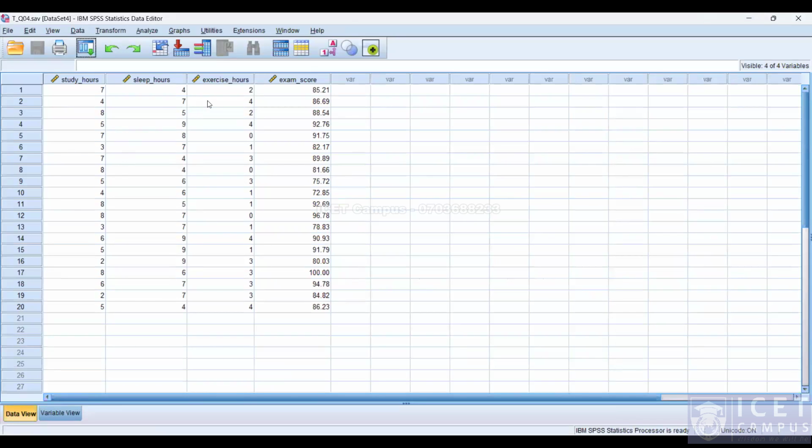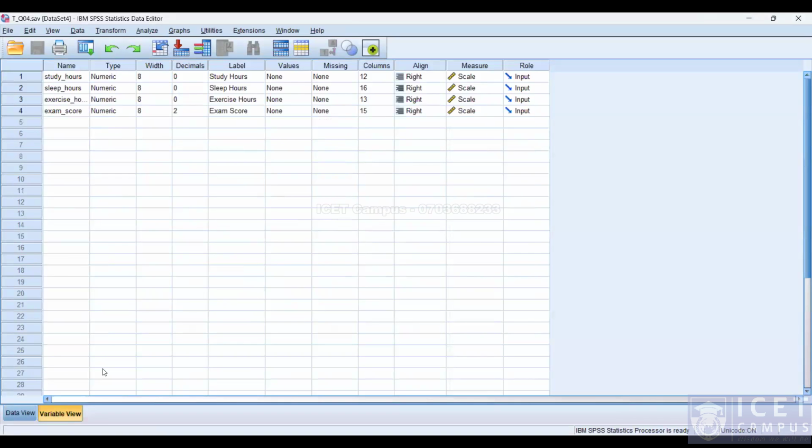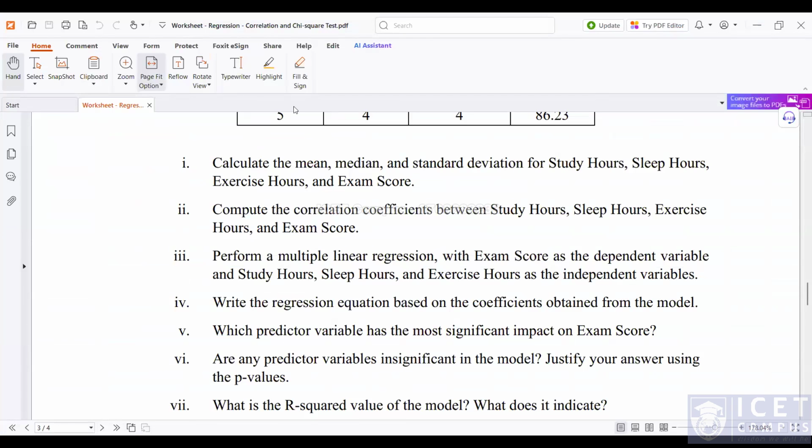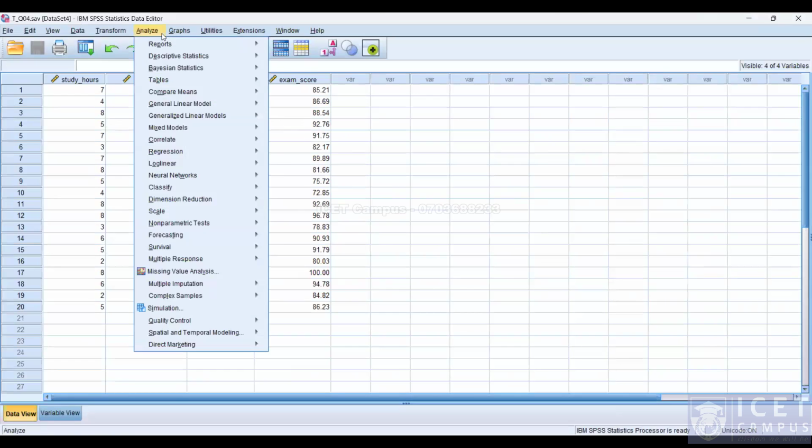Study hours, sleep hours, exercise hours, exam score. So we can enter this here. You can see the variables, all are numeric variables, right? And the first question is calculate mean, median, and standard deviations for this. Therefore, we can go analyze, descriptive statistics.